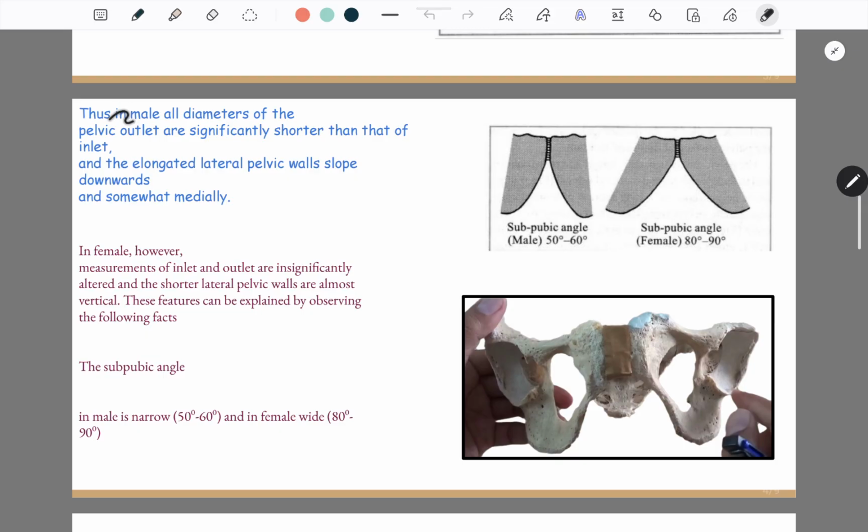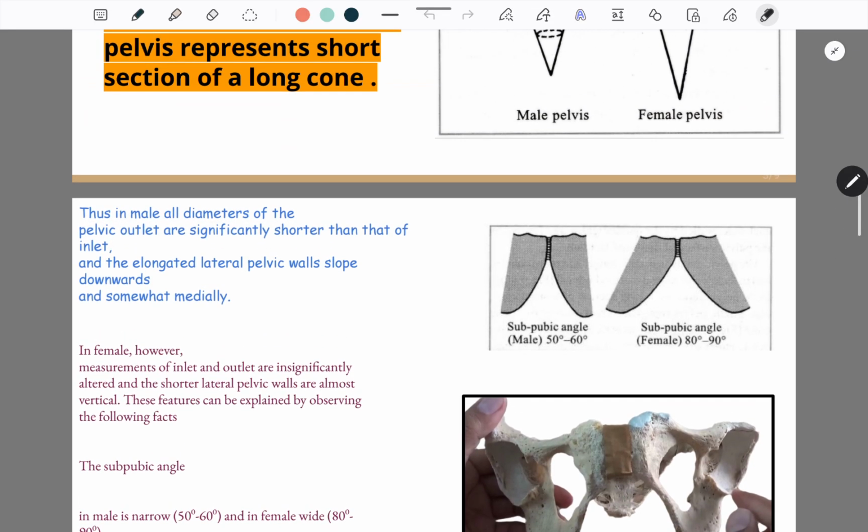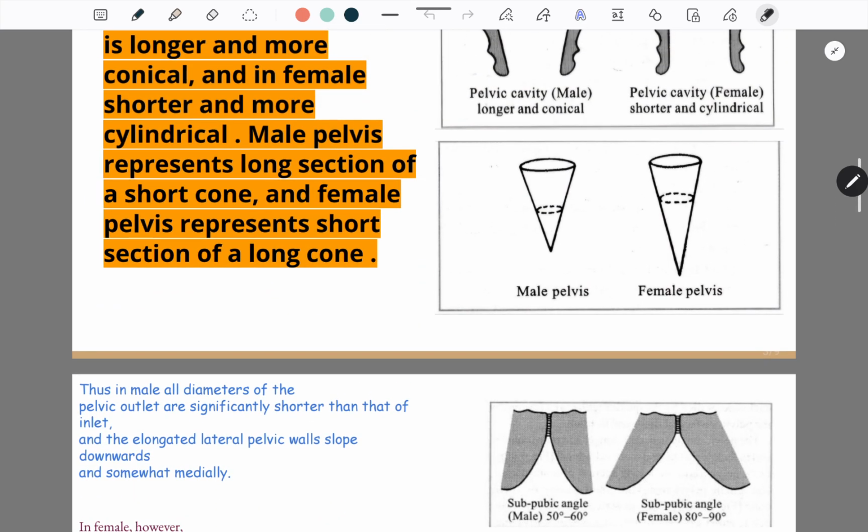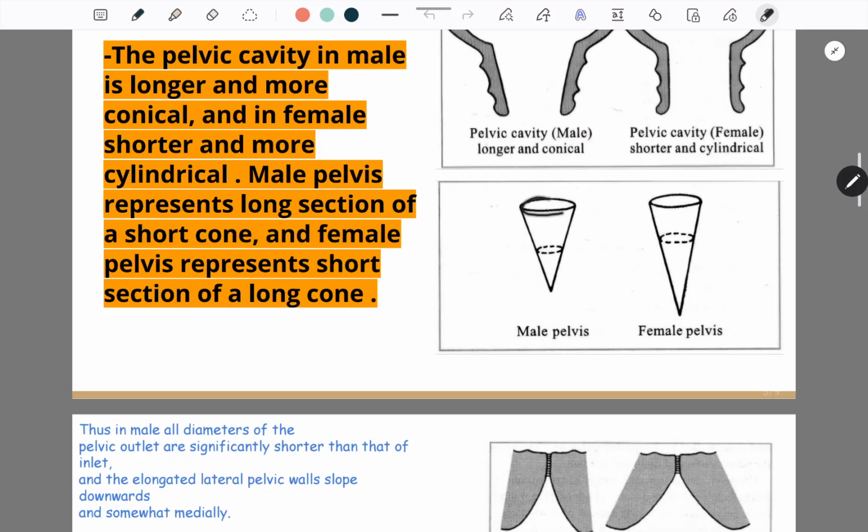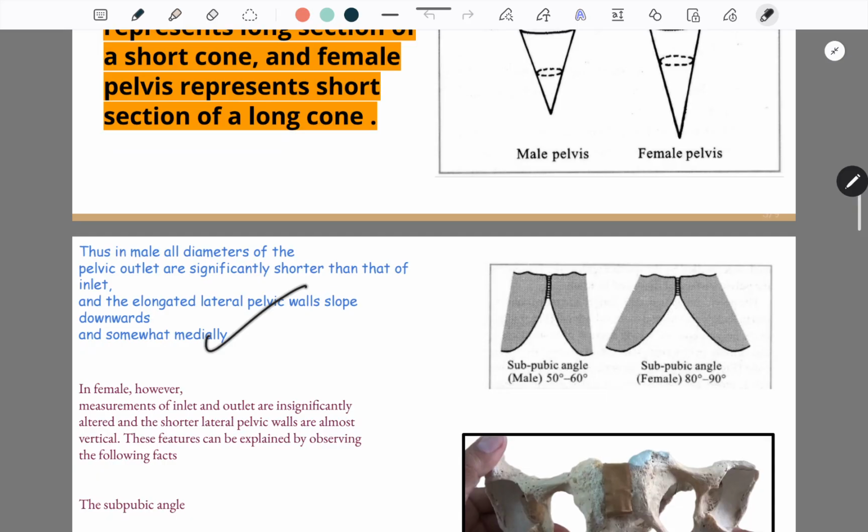Next. In male, all diameters of the pelvic outlet are significantly shorter than those of the inlet. See, this is the inlet, this is the outlet. The diameter of the inlet is more and the diameter of the outlet is less. Here it is almost the same because it is a cylinder, so the diameters of both are the same in female. This is what they have said.